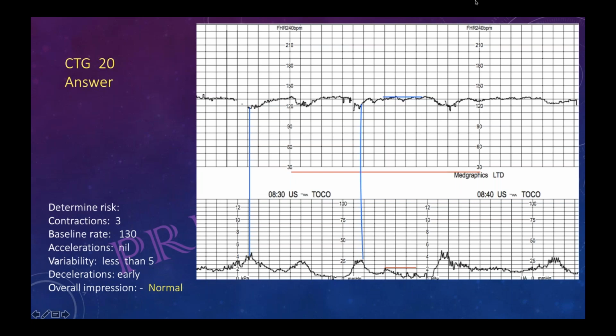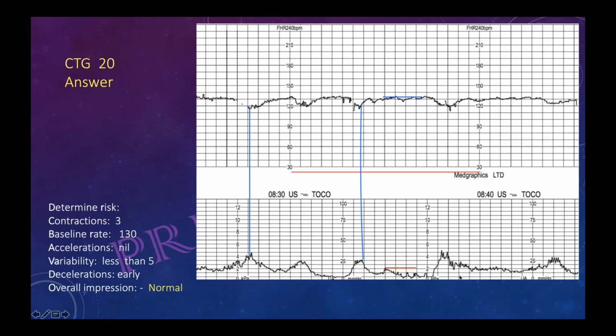Although these decelerations are very characteristically early, they're only 10 beats. It should be more than 15, right? Yes, ma'am, more than 15. It has to be more than 15. You are very right. But if you see them, these are mirror images.